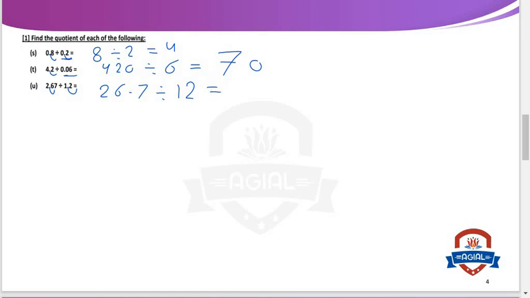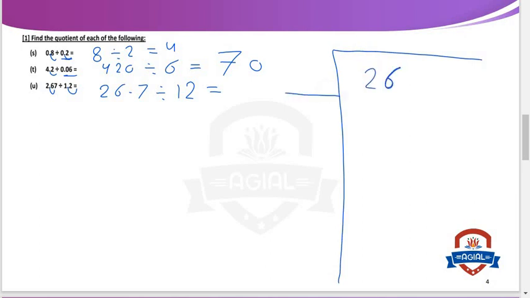So we will use what? Long division. We will draw a draft like it, and we will write 26.7 divided by 12. Is the divisor a whole number? Yes. So we can divide now.